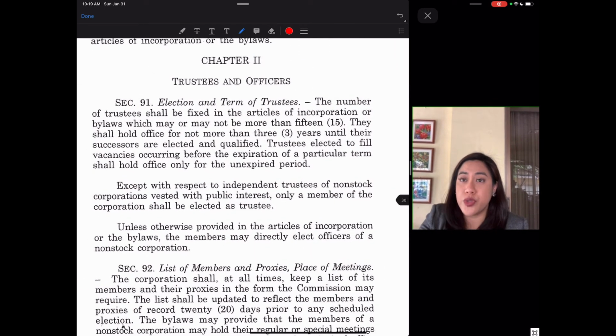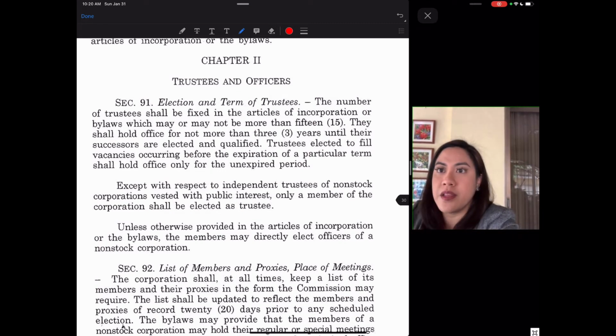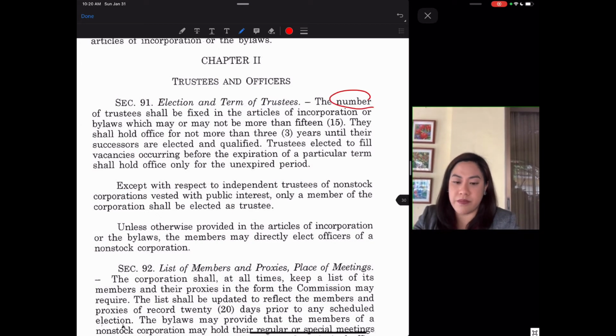Moving on to Chapter 2, Trustees and Officers. The election and term of trustees: the number shall be fixed in the articles, which may or may not be more than 15, meaning it can be any number. Note, the reason why I highlighted number is because the term need not be stated in the articles. So what is required is that they shall not hold office for more than 3 years.